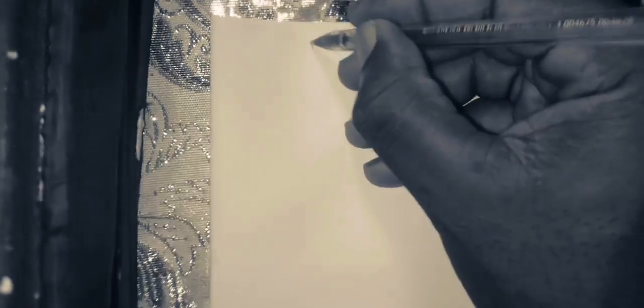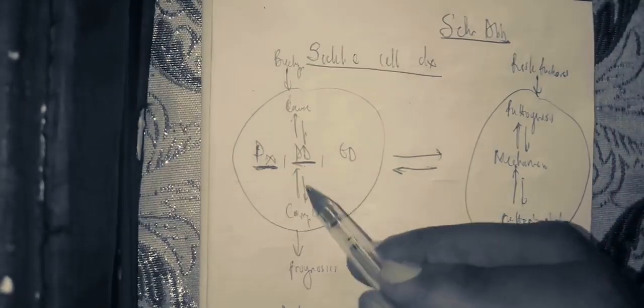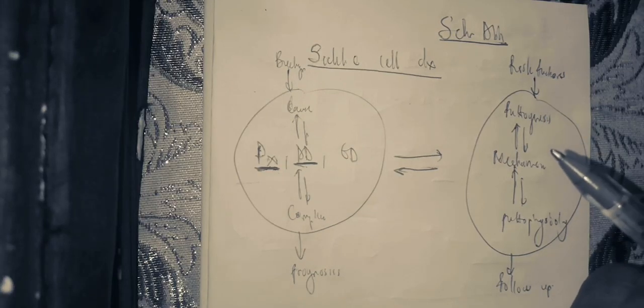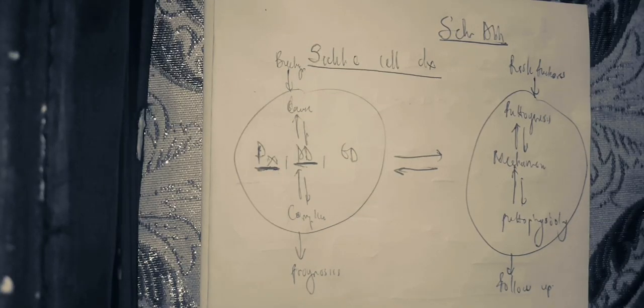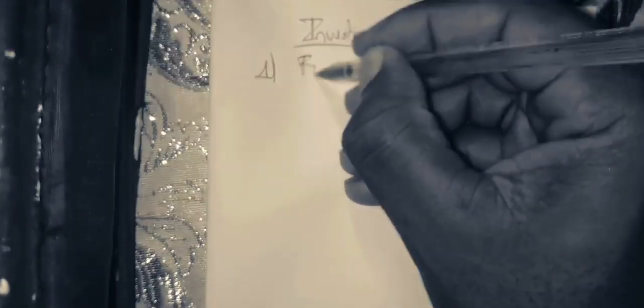So in this tutorial, we're going to speak about investigations of sickle cell disease. For the investigation, we start with the disease. The disease here is going to be sickle cell. So how do you support that the patient has sickle cell? To support that the patient has sickle cell, the first test is to do a full blood count.